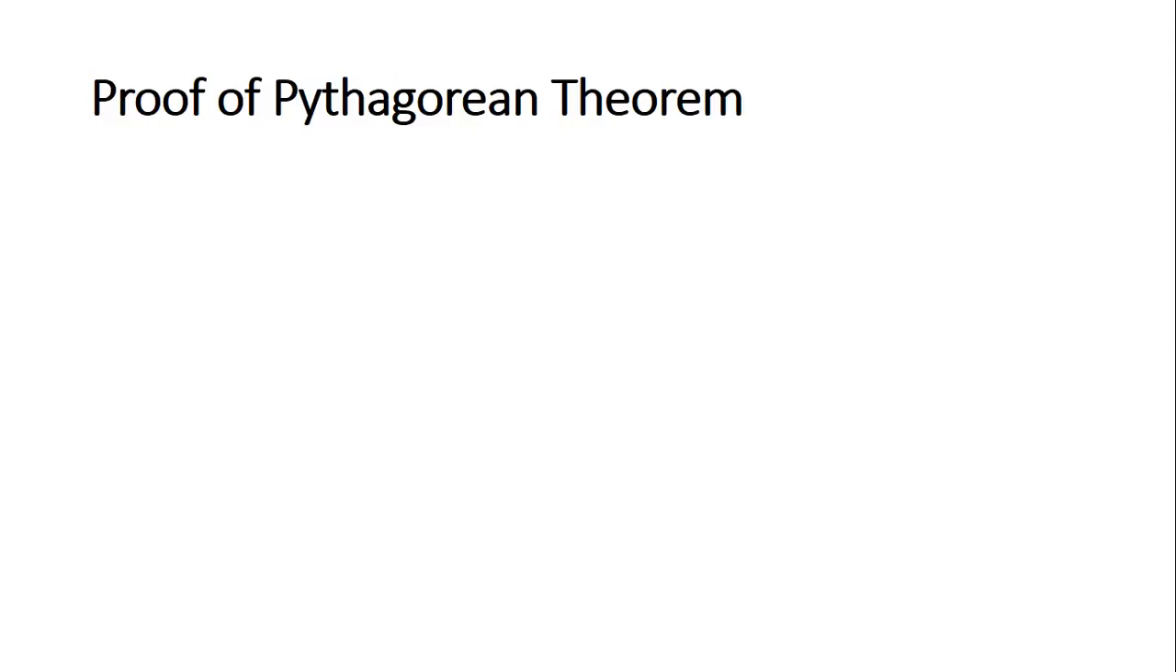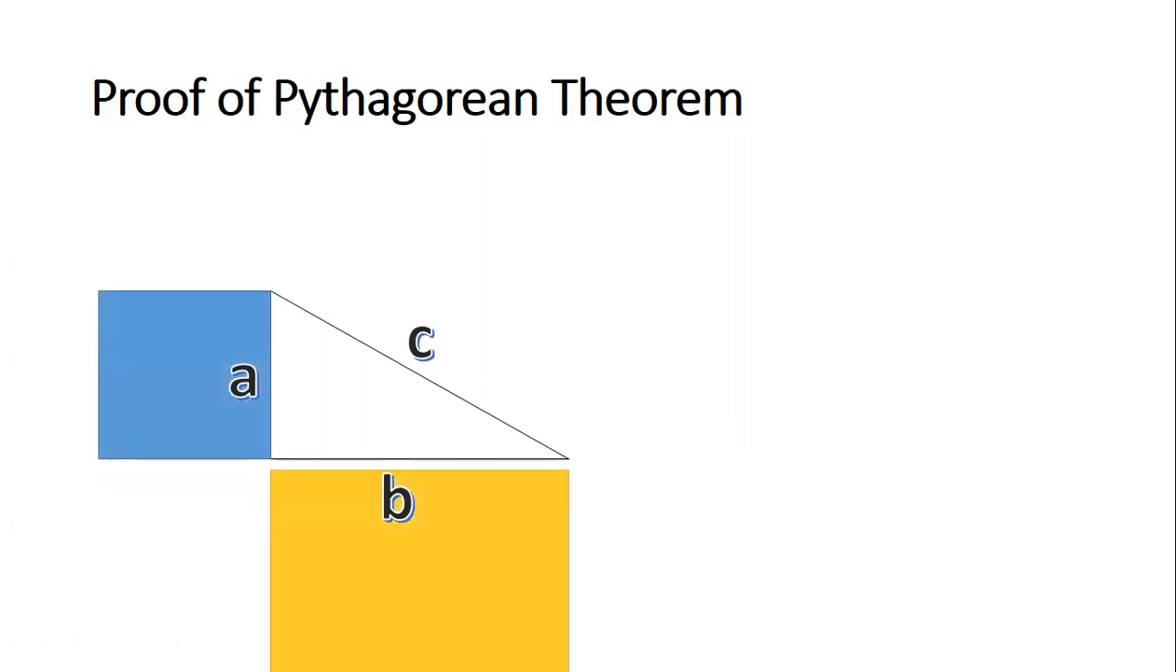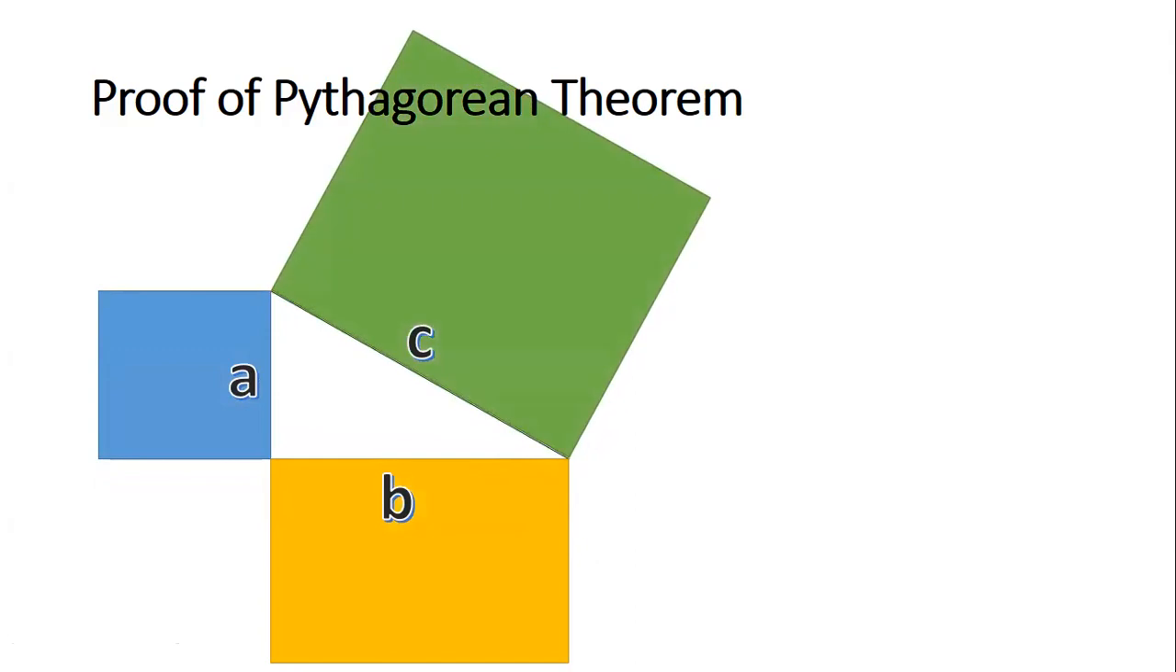So for the proof of the Pythagorean theorem, let's say we have a right triangle here. So this triangle has parts C, B, and A, the parts of the right triangle, where C is your hypotenuse, and A and B are the legs of the right triangle. This triangle is made up of three squares. Each side has a square on it.